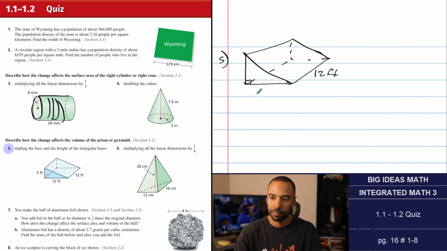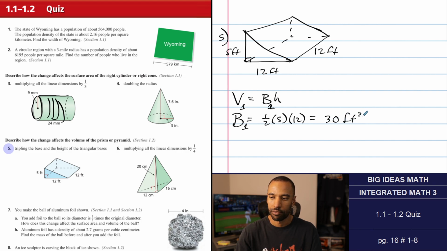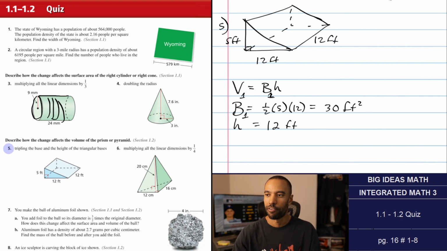All right, I got 12 feet, and 5 feet. Okay, so the volume of any prism, area of base times height. Now, the base area, in this case, is volume 1, by the way. That should be a 1. Area of base 1 is going to be 1/2 of the 5 times 12. Half of that is 30 square feet. The height of this object is and will remain as 12 feet. So the volume of object 1 is going to be area of base times height, which is 360 cubic feet. Okay.